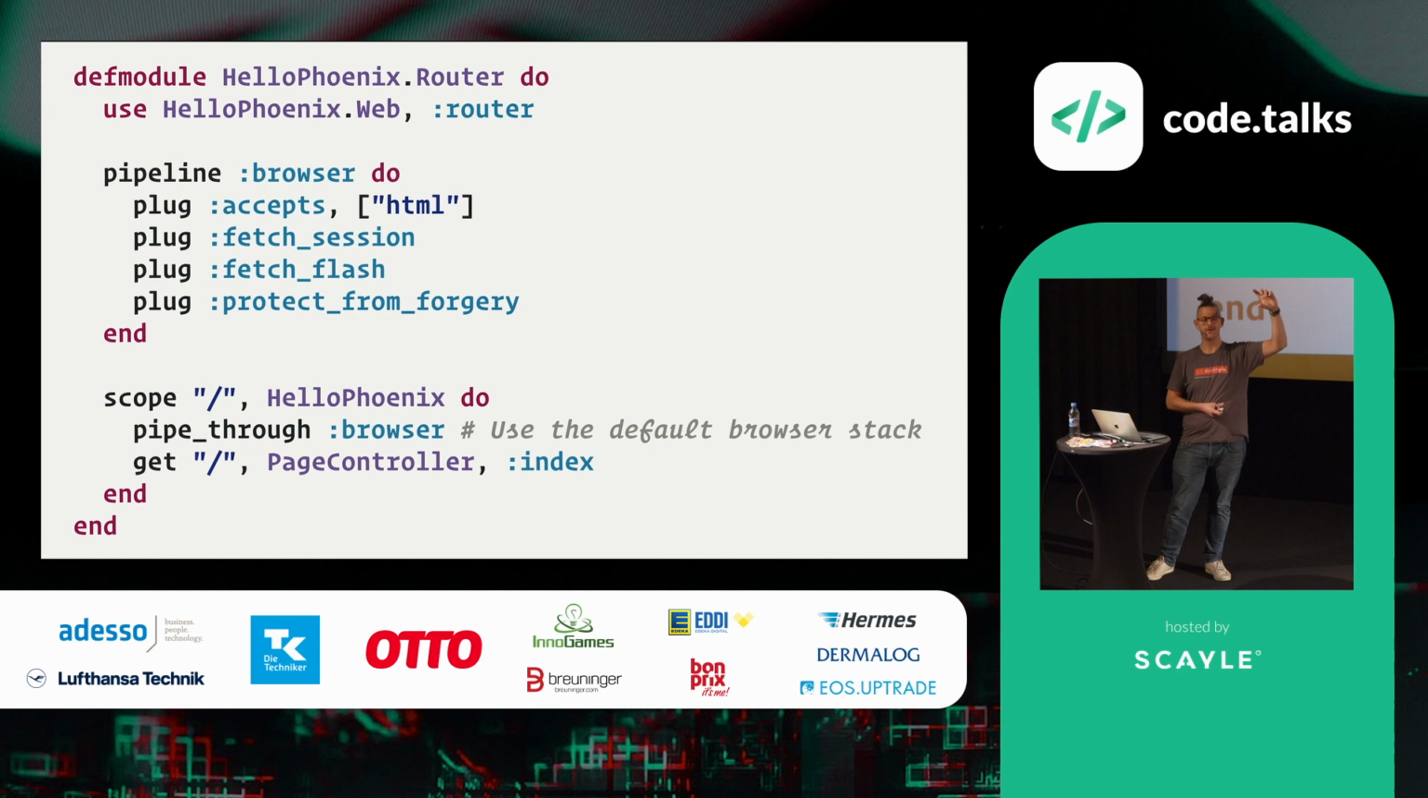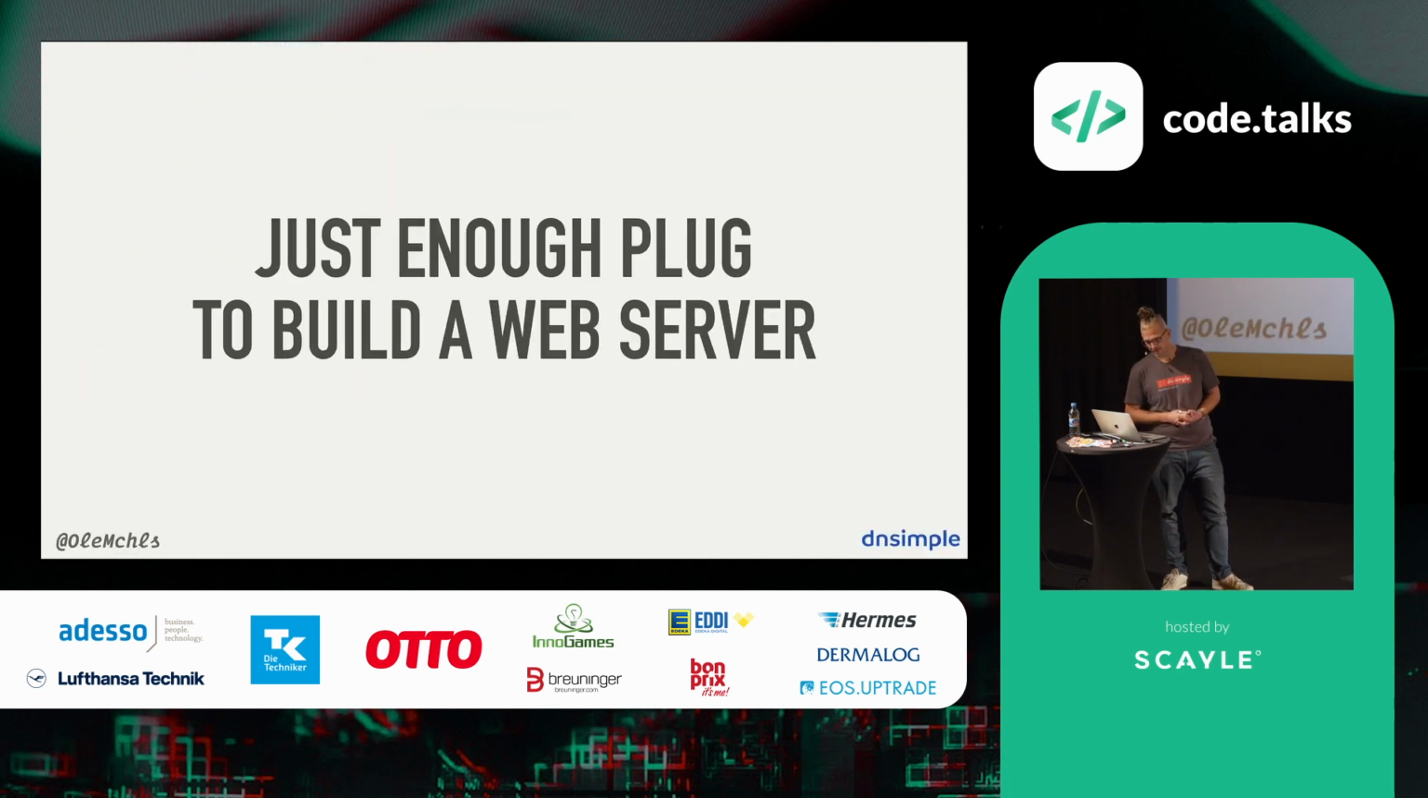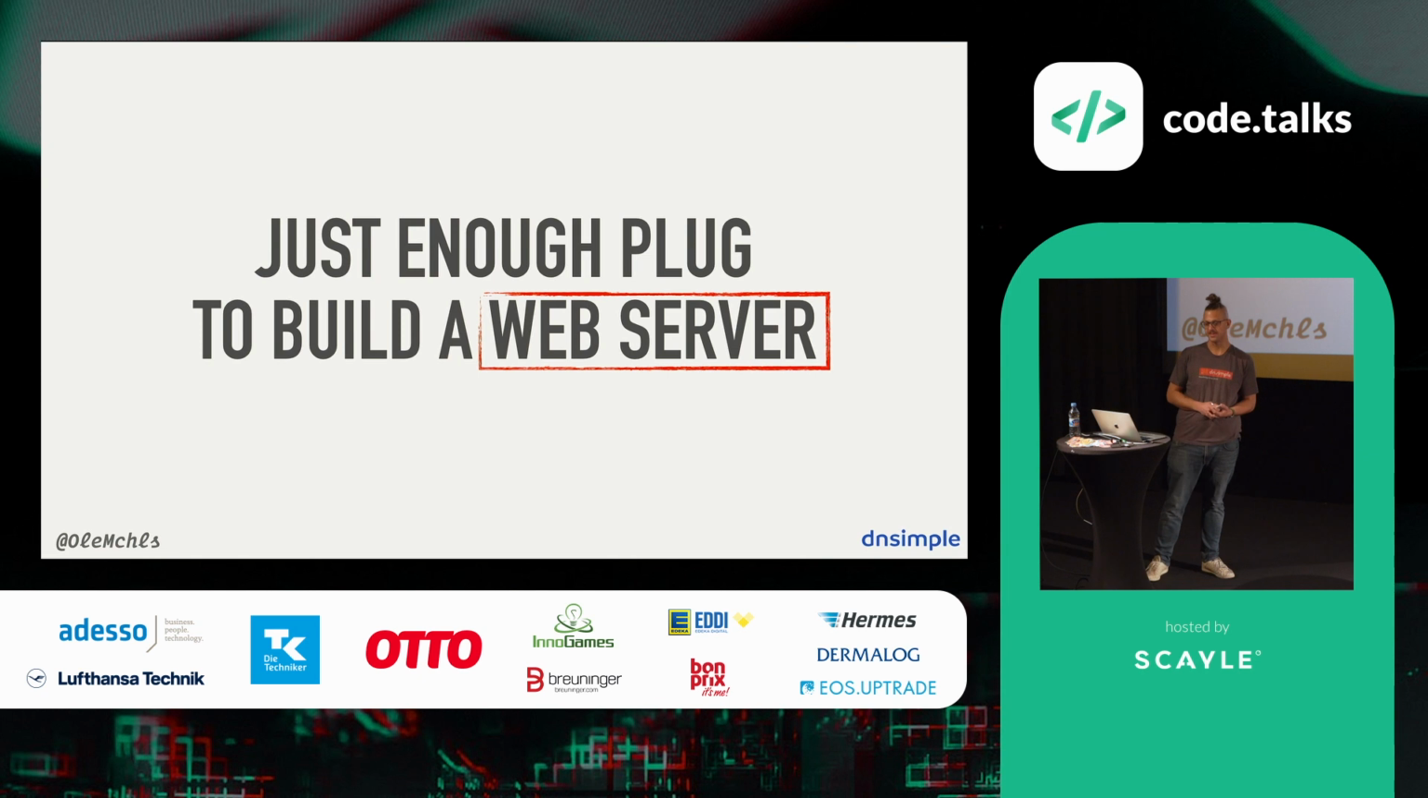There's a pipeline where you specify a plug of plugs. So you're putting together multiple things that in the end are your web server. So that's pretty impressive, right? Under the hood, the Phoenix router is a single plug. So just enough plug to build a web server. What's in here? The web server part.